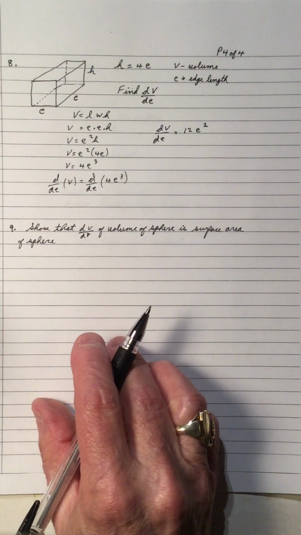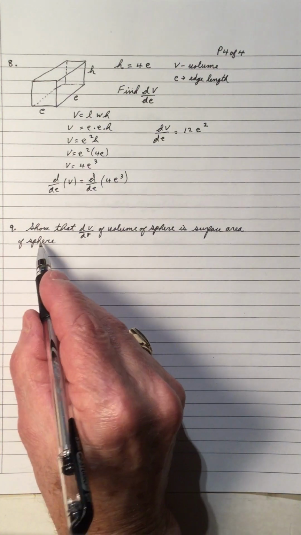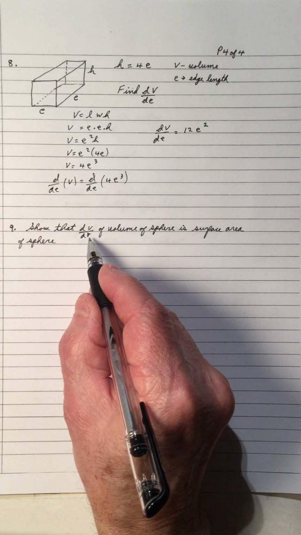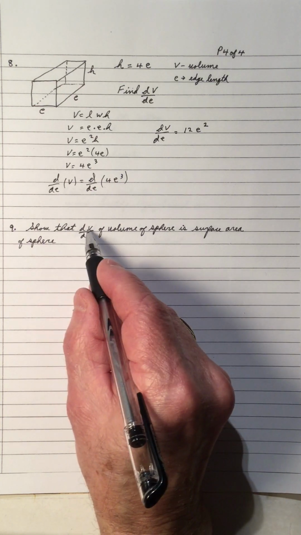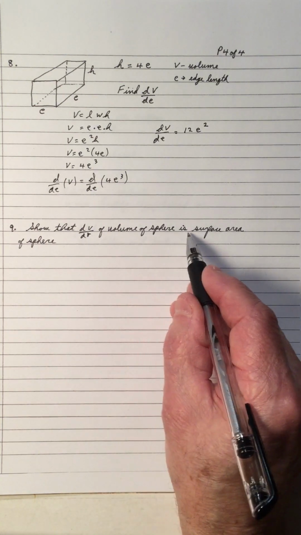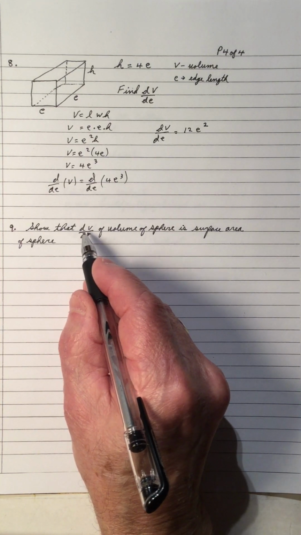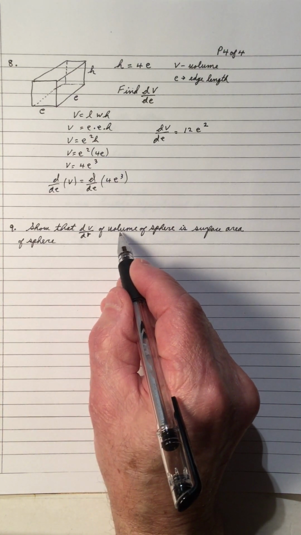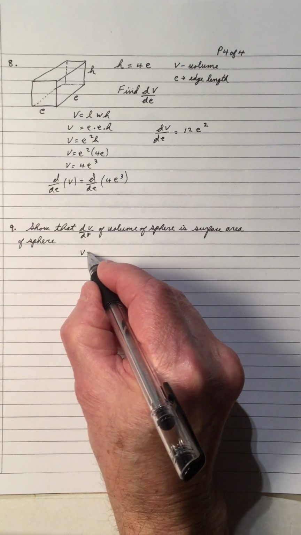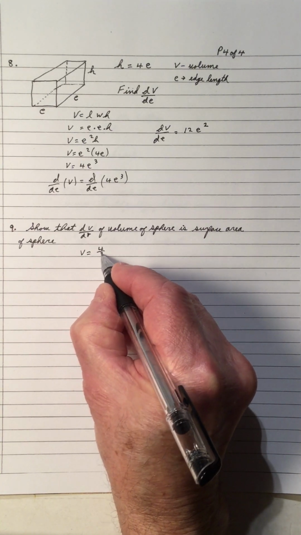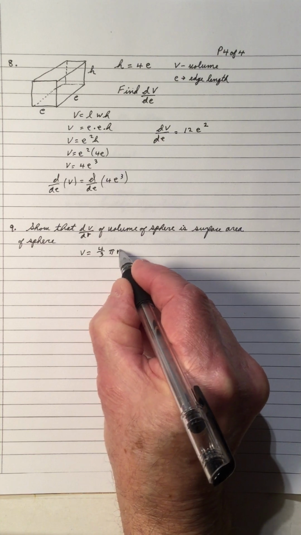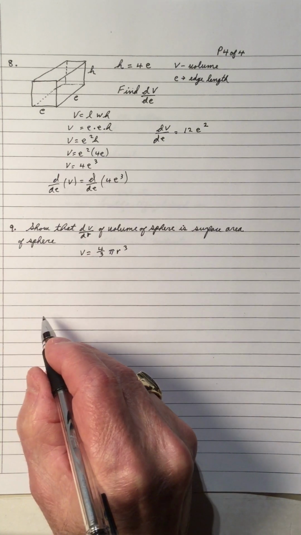Number 9, last one here. Show that dV dr of the volume of a sphere is the surface area of a sphere. So dV dr of the volume. So the volume of a sphere is 4 over 3 pi r cubed.